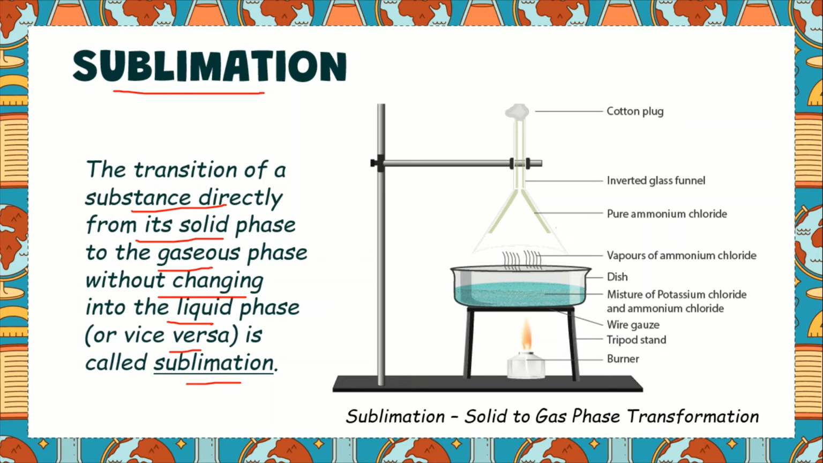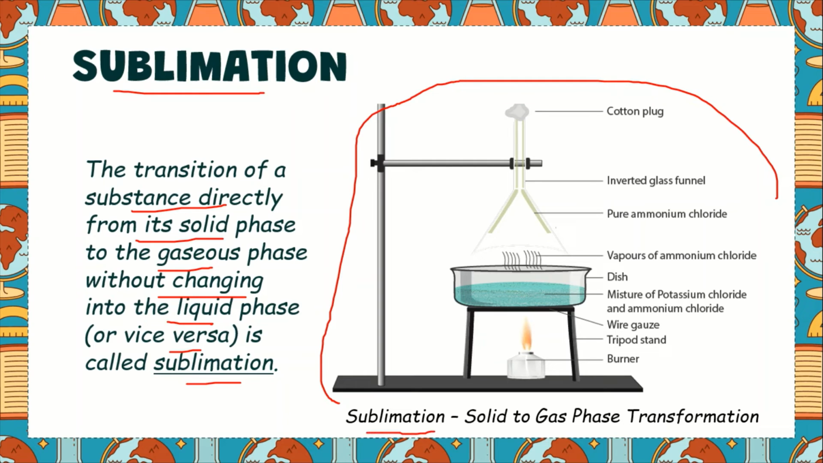Here is a diagram of it. This is the diagram of sublimation, which is a solid to gas phase transformation. Here this is the burner, this is the tripod stand, this is the wire gauze, this is the mixture of sodium chloride and ammonium chloride. These are the vapors of ammonium chloride. Pure chlorides are here. It is an inverted funnel and a cotton plug is there.